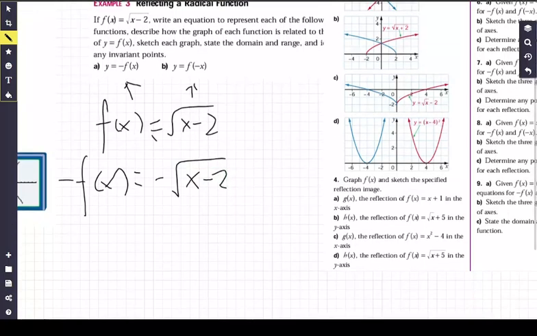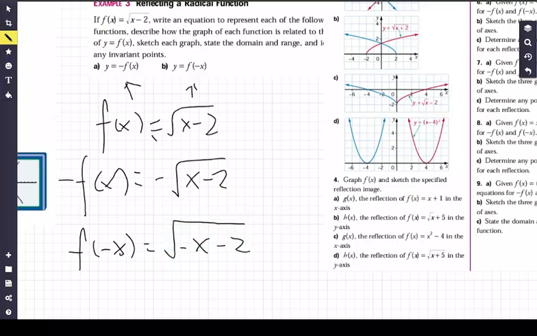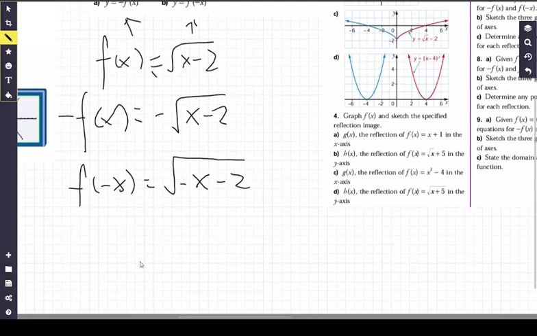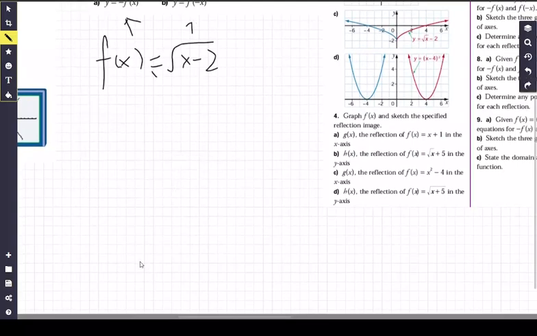However, when we have f of negative x, this is going to equal negative x minus 2. That's some drastic, different changes, in fact. So let's see how that plays out. I don't have a picture, but I'm going to draw it for you.